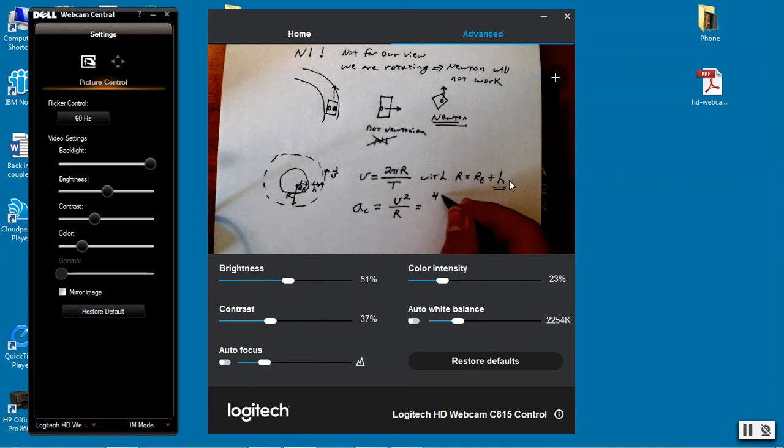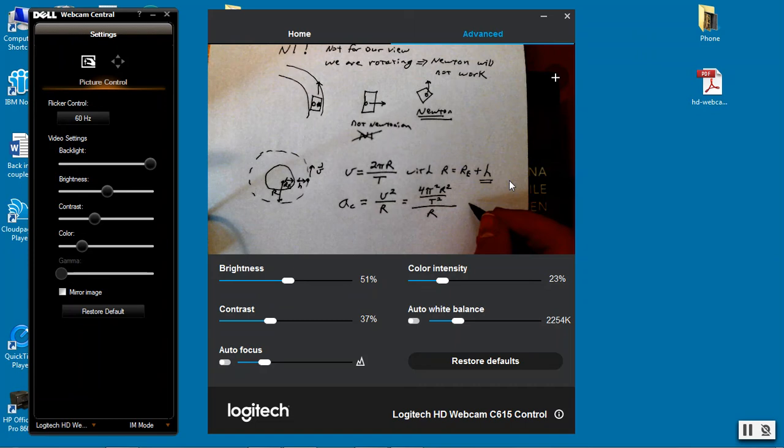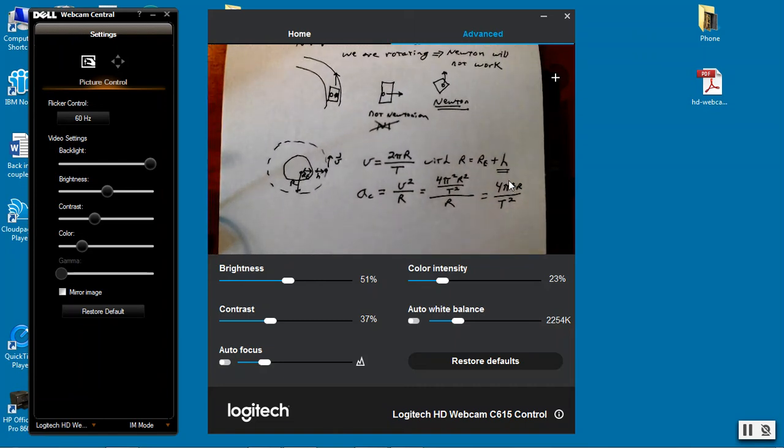So squaring v, that will be 4 pi squared r squared over t squared divided by the radius of the orbit, so the centripetal acceleration has to equal 4 pi squared r over t squared. And it has the right dimensions, a distance per time per time. Well, we still don't have enough information because the height h that we don't know is still hidden in here, and we don't have the acceleration.